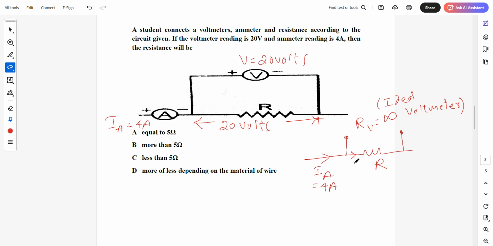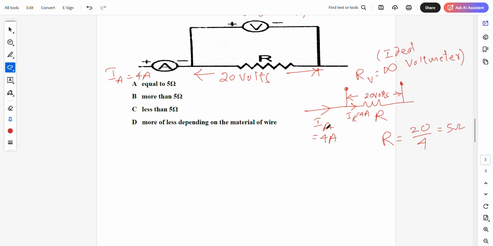What will the current be here? IR will again be 4 amperes. And the voltage here we already know, 20 volts. If it is ideal, what will be the value of resistance? R is equal to V by I. 20 by 4 is equal to 5 ohm, if we assume this voltmeter is ideal.